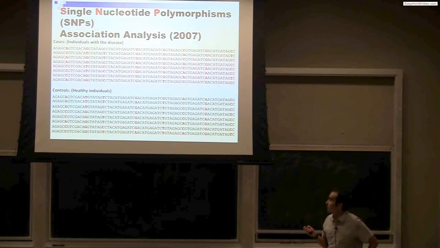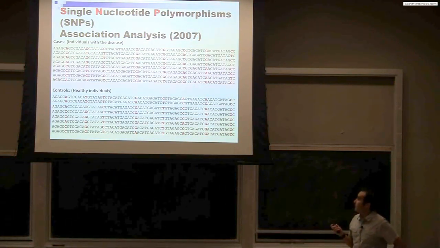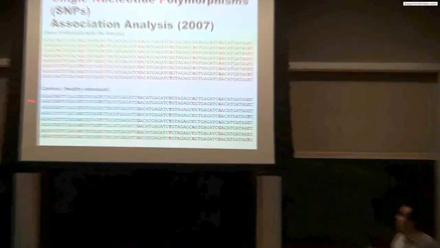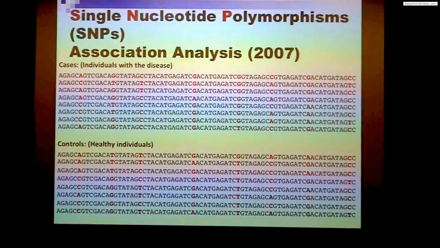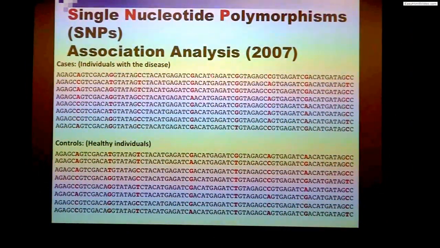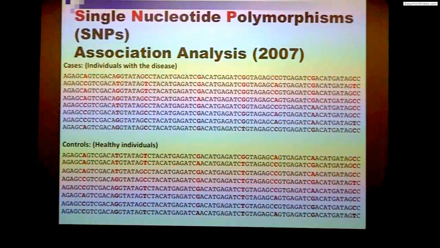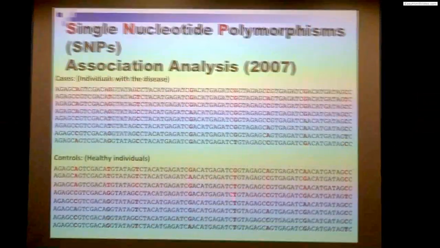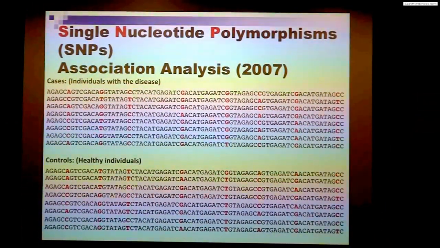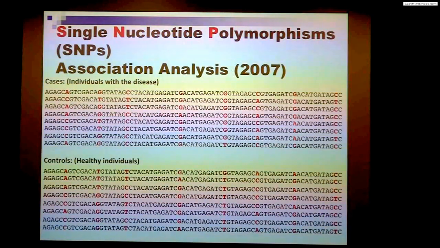Here's an example of that. These are chromosomes of individuals. These are called cases, people that have the disease. Controls, these are people that don't have the disease. What am I looking for? First of all, what about these black positions? They're all the same for everyone. Can they be responsible for the difference? No, right? Because they're the same in all of them. I mean, they might actually be doing something important, but they can't explain why some of these people have the disease and some don't, because they're the same.